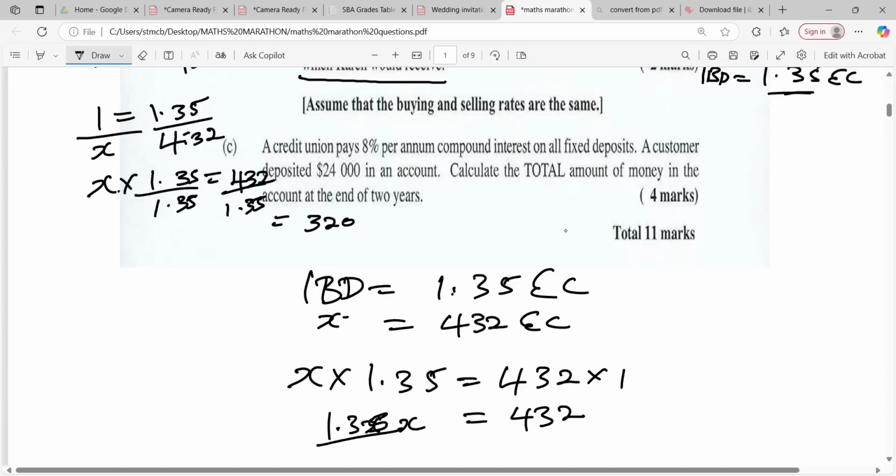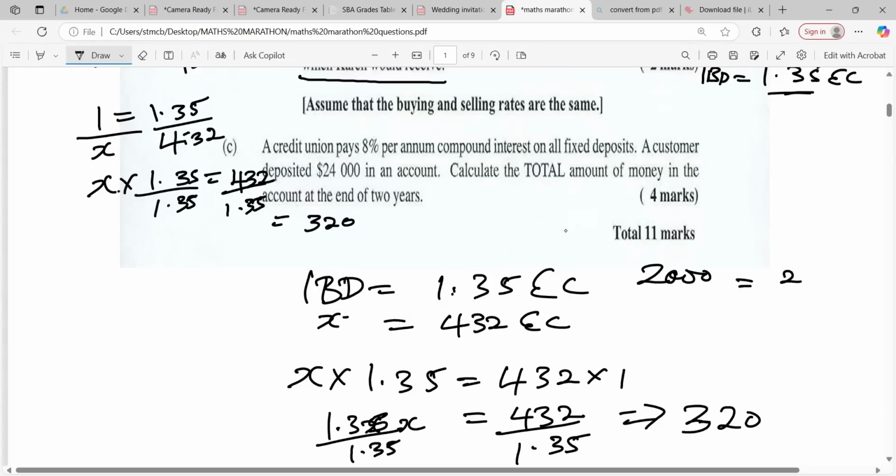And then of course we want to get x by itself, so we divide. If you punch it in a calculator, it will give 320. And it makes sense, right? Because if 2000 gives you 27 and you get 432, it's going to be consistent. The number here must always be smaller. So just in case you go to exam and don't remember, you can remember that if they set it up like this, this number should be smaller than this number.